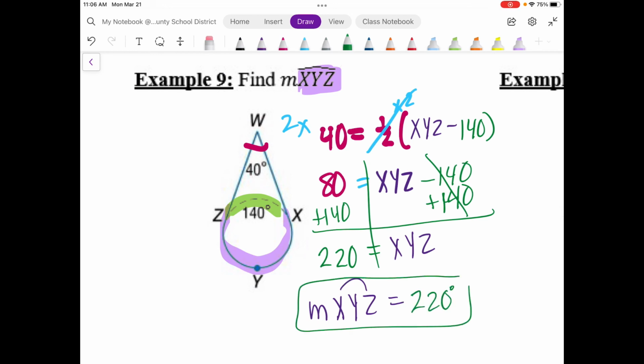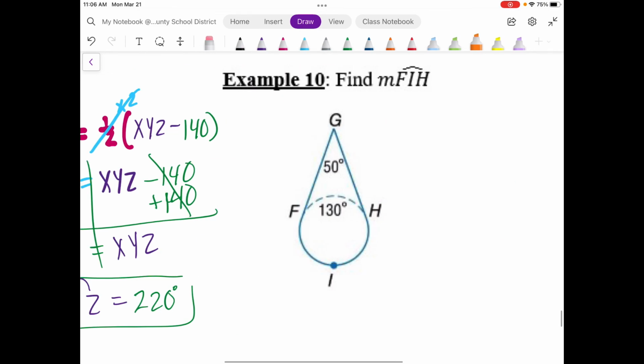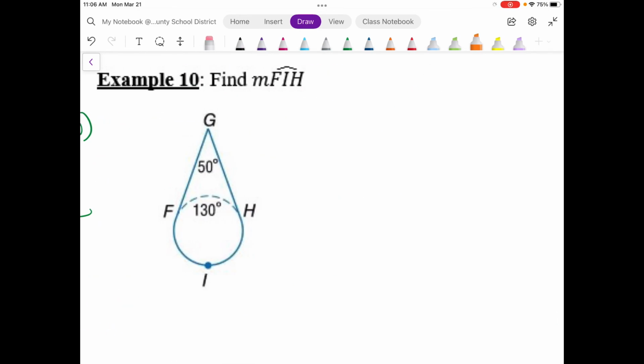Okay. One way to check that this is true, if we look at just the circle part, a circle adds up to 360, yeah? So if I add 140 plus 220, that's 360. That makes sense. Last example in this set of notes. Go ahead and pause the video and try it. It's the same thing that we did for example 9. And when you're ready, go ahead and click play.